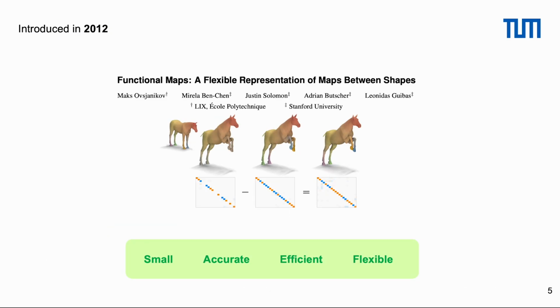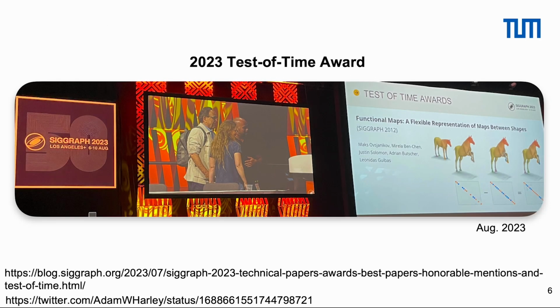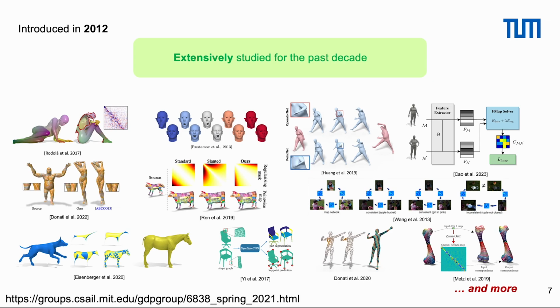This representation is itself a small matrix, but it can encode high-quality mapping information between the shapes, and its computation and inference is very efficient. The introduction was back in 2012. In 2023, it's been awarded with Test of Time. Throughout the decade, functional maps has been the central recipe for a ton of shape matching methods. These are listed here to establish its importance to the field.